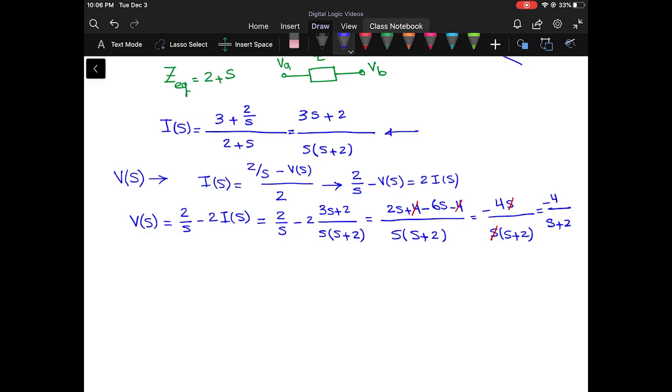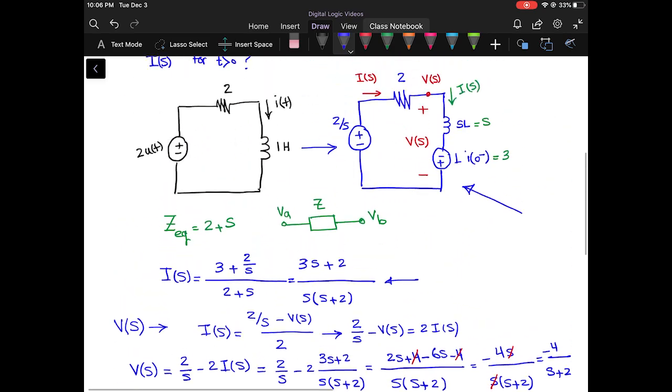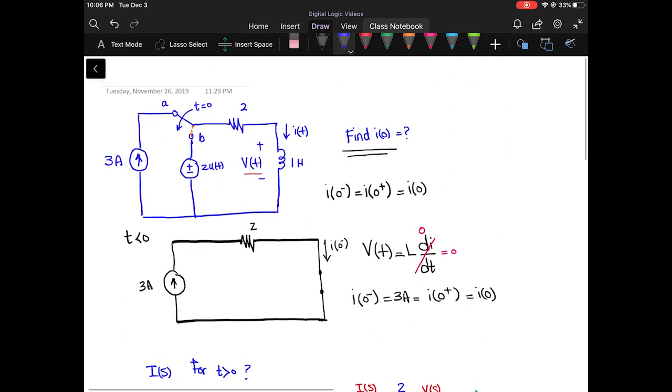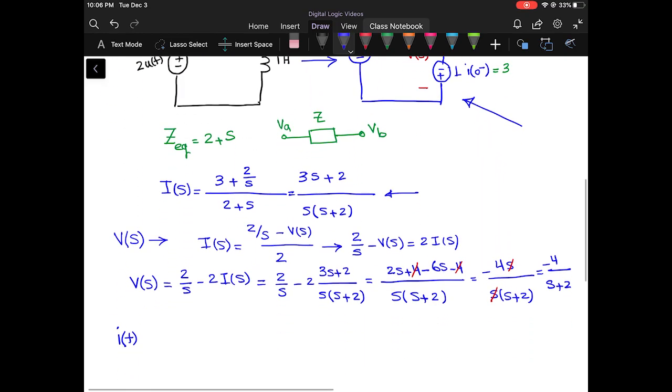Okay, so we found I of s, we found V of s. Now, the next part asks for I of t. I of t is the current that is passing through the inductor, as we had in our initial circuit, in the time domain, right? I have the current passing through the inductor in the Laplace domain.